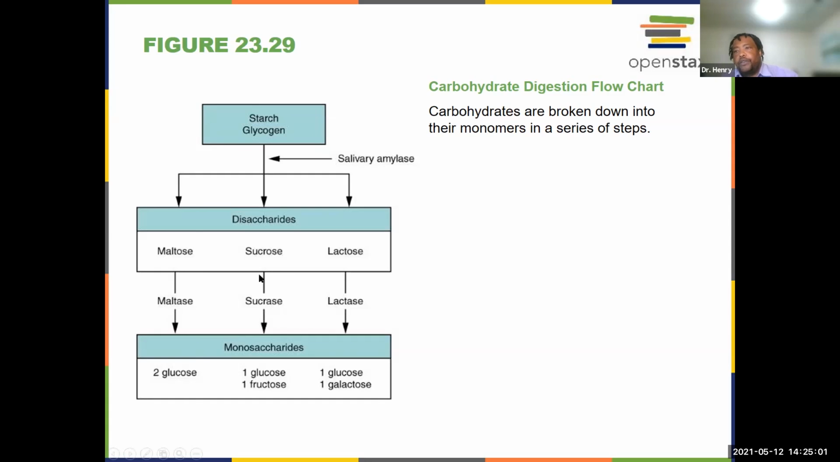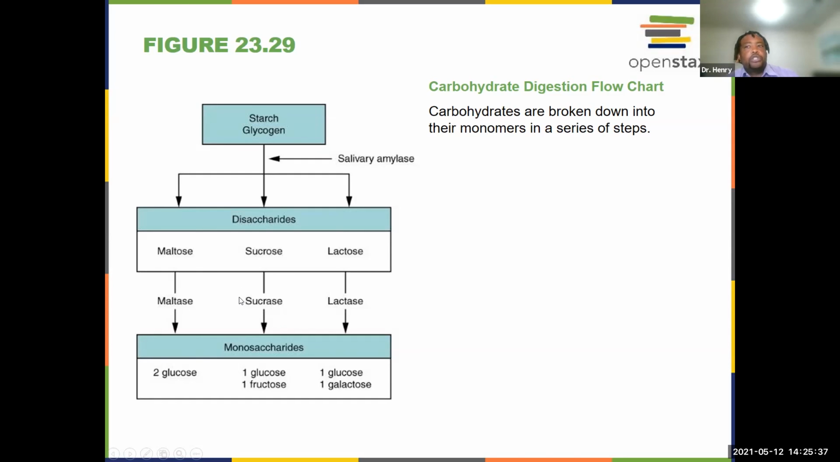So then we're going to be using various enzymes to do that breakdown further. So maltase, ase basically means that it's an enzyme, right? It's an enzyme that breaks down maltose. Maltose is just a disaccharide of just glucose. Sucrose is a disaccharide of glucose and fructose. Lactose is a disaccharide of glucose and galactose.